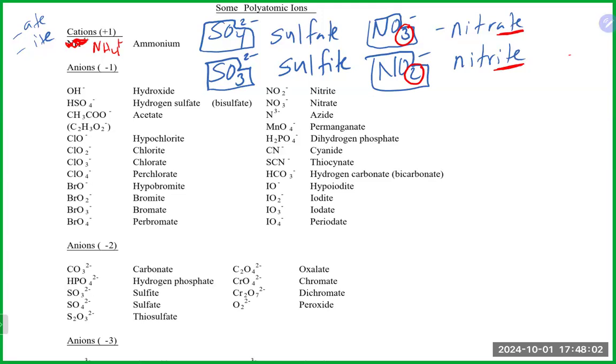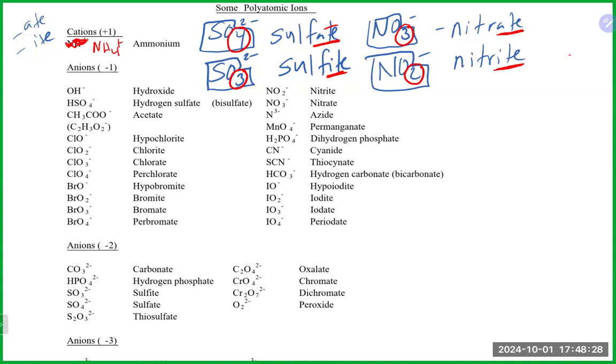Same thing here if we look at sulfate and sulfite. The only difference between these two, they both have a -2 charge, they both have one sulfur, is the number of oxygens. Once again, the one with more oxygens ends in -ate. The one with the least number of oxygens ends in -ite. So in a group of two, that's a great way to remember it.